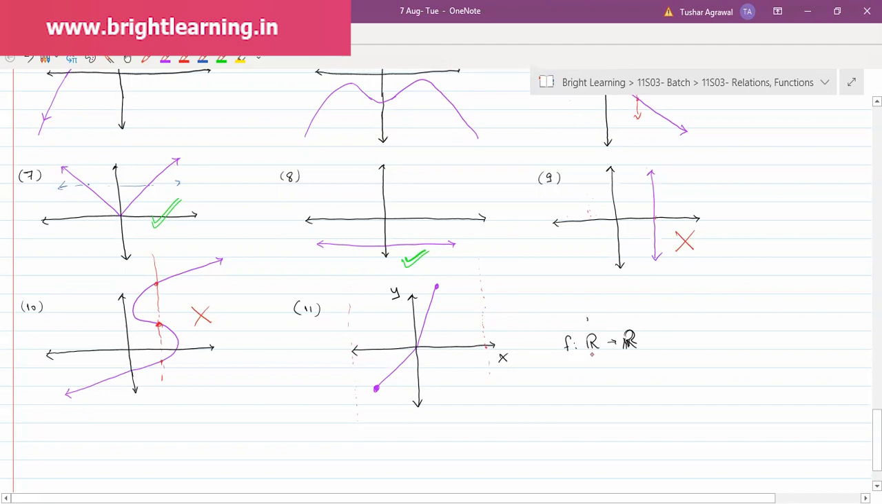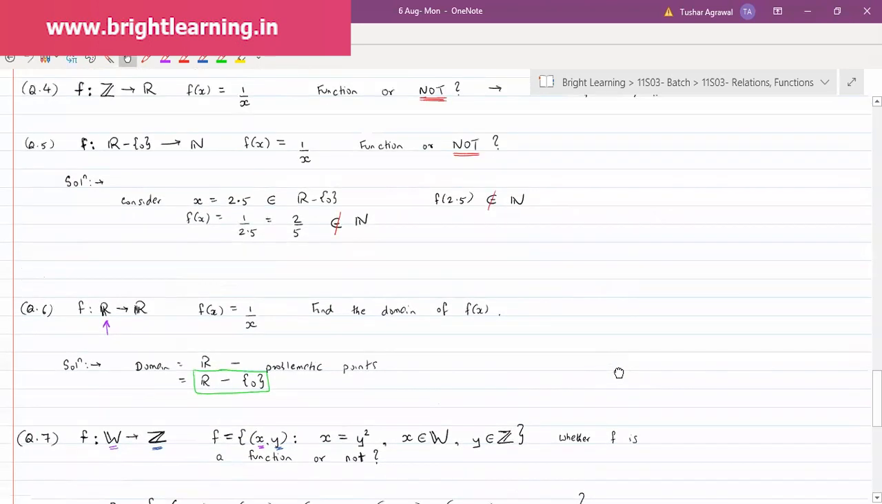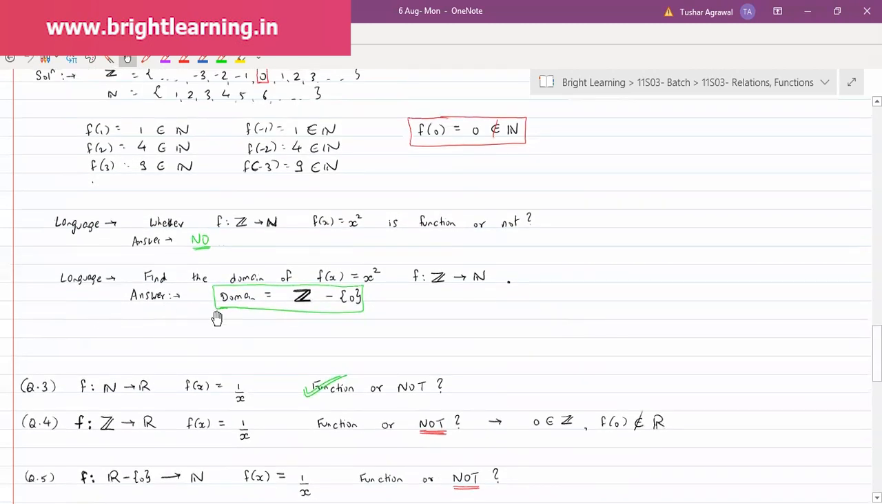So in the domain, if you consider your domain to be the complete set of real numbers, then this is not a function. But as we saw yesterday, why is it not a function? Because there are many points which do not have any image. But as we saw yesterday, if I asked you, in the language of the question, find the domain and range of the functions. Question language, find the domain of f of x equal to x square. If the question language is given such, it means I'm telling you that this mapping should be a function. Now do whatever means necessary to make it a function.